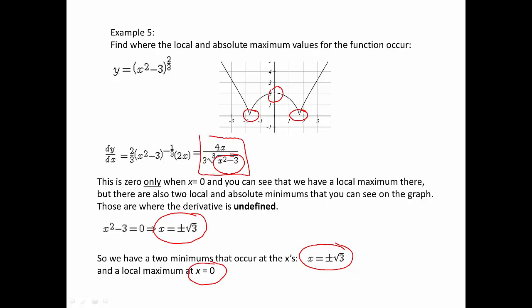Now notice in this example I'm not actually finding the y values. That's because the question is asking us to find where they occur. They're not asking us to actually find what they are. So just something to be aware of when you're doing problems. Be careful about what the question asks for.